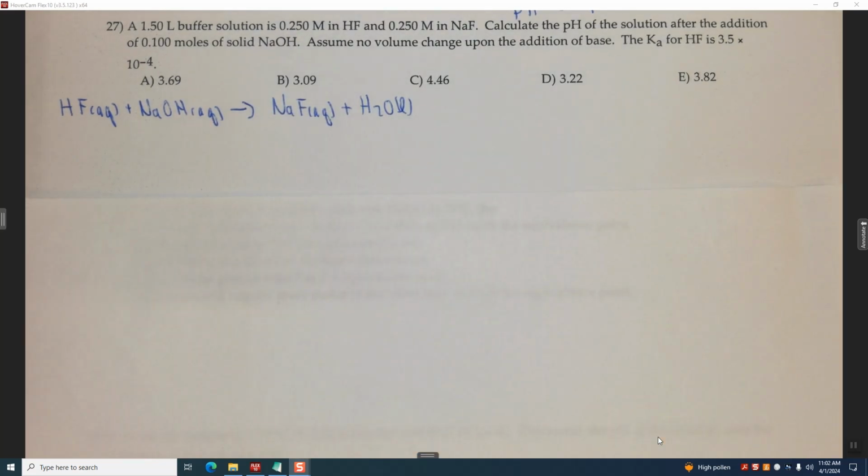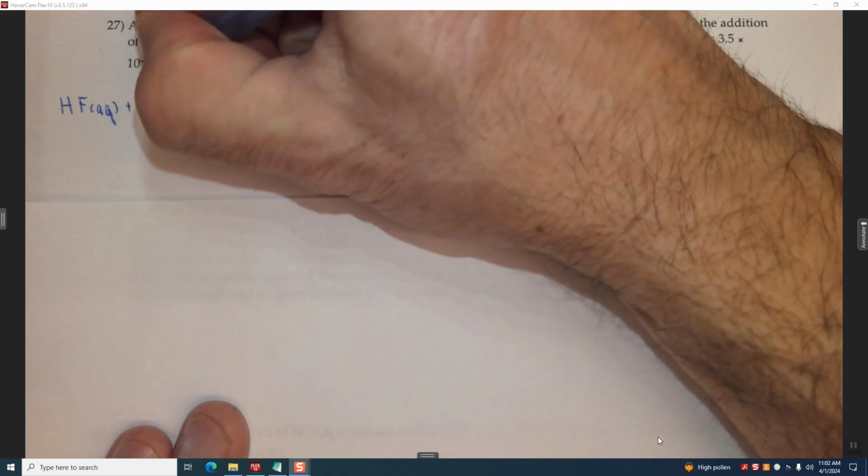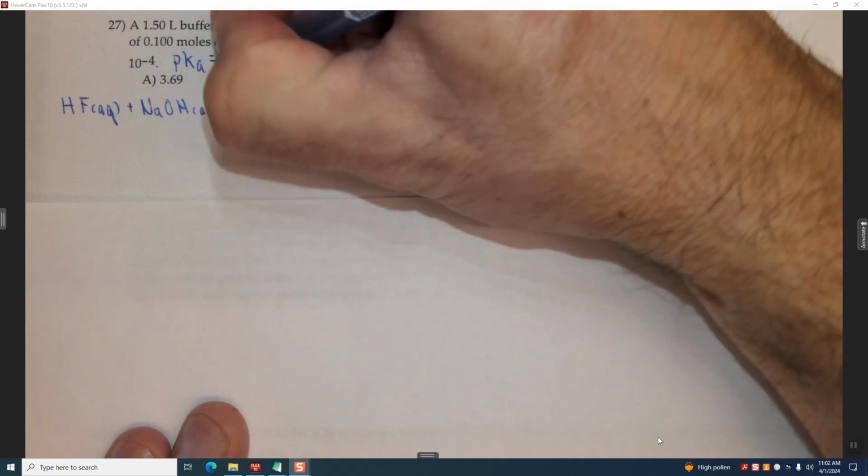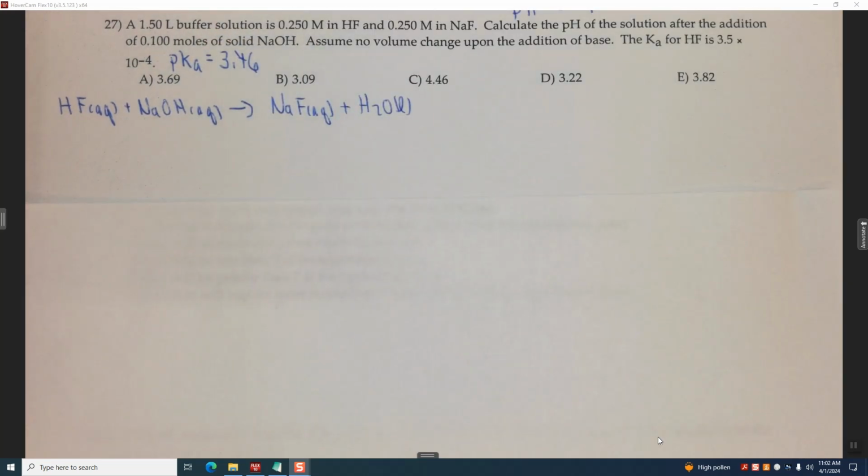Now, in order to solve this, we can't use the Ka. We're going to need the pKa, so we need to take the negative log of that. So the pKa of HF is 3.46. So we know now the pKa of this thing, and that will help us if we plug into the Henderson-Hasselbalch.